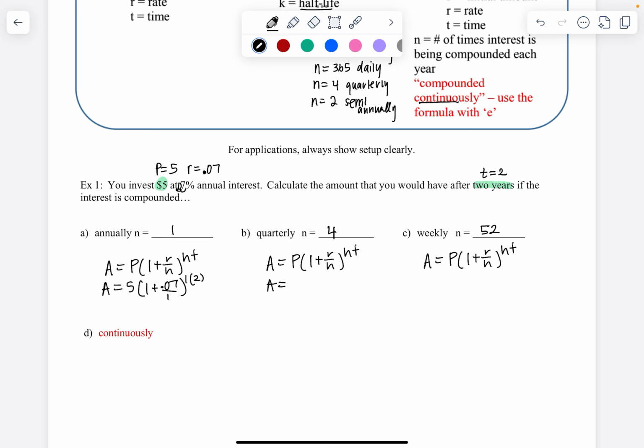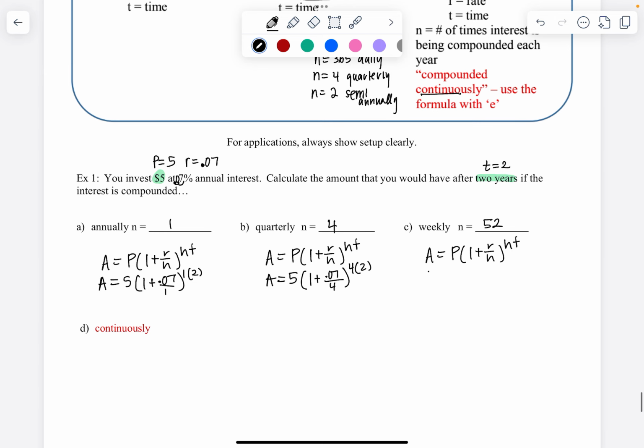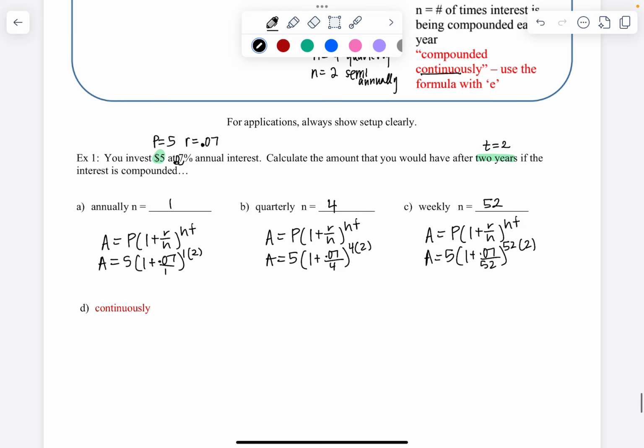In the second example, P is still 5, R is still 0.07, but now N is 4. Remember, N shows up in 2 places in the formula. And then lastly, we have P is still 5, R is 0.07, and N is 52. And so for continuously, we use a completely different formula. That's when E is going to show up.